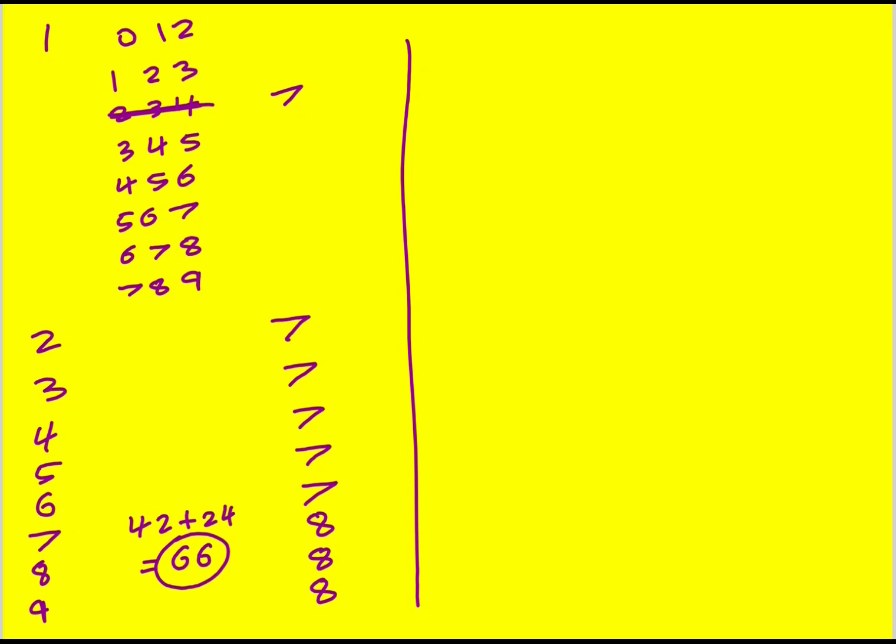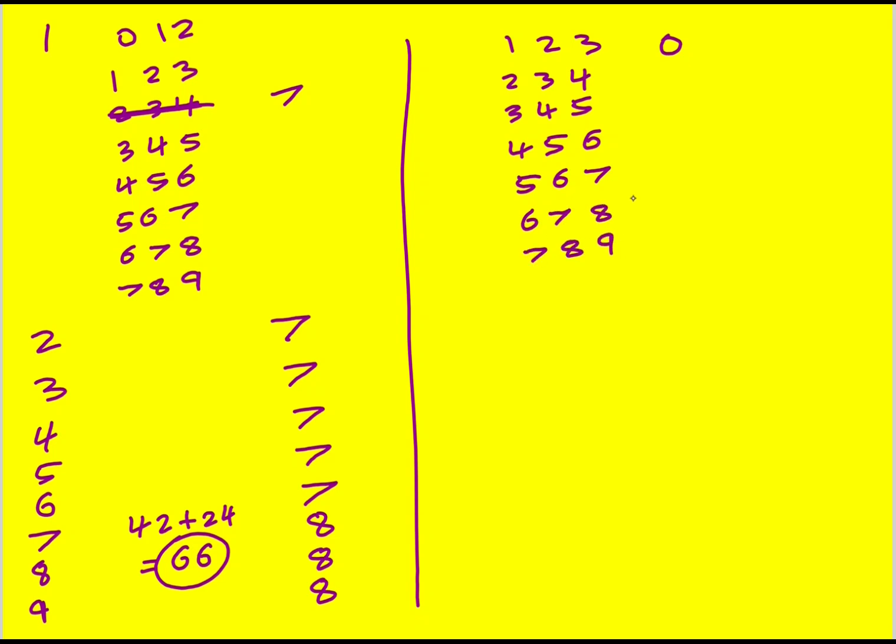Now let's focus on the last digit. What if I put in a 0? Remember, I couldn't use 0 before as the first digit, but I could for the last digit. So now I could go with 1, 2, 3. I can't use 0, 1, 2 because the first digit has to be greater than 0. Then I could go with 2, 3, 4, 3, 4, 5, etc. So if the last digit is a 0, there's going to be 7 possibilities.